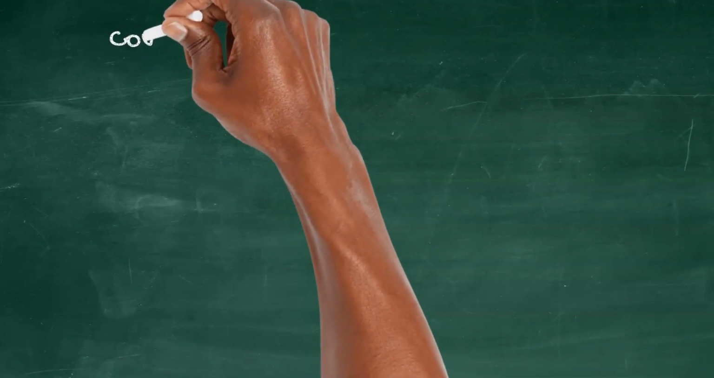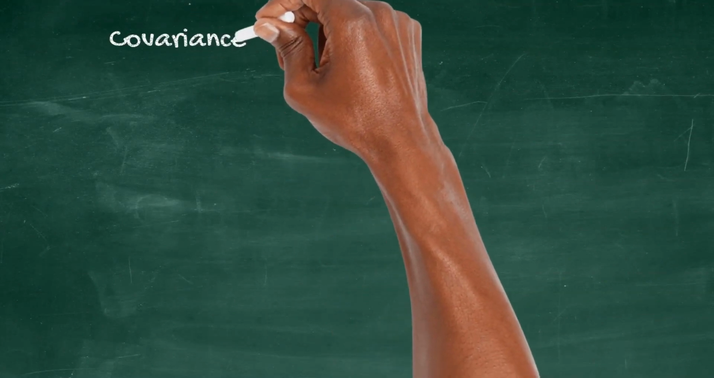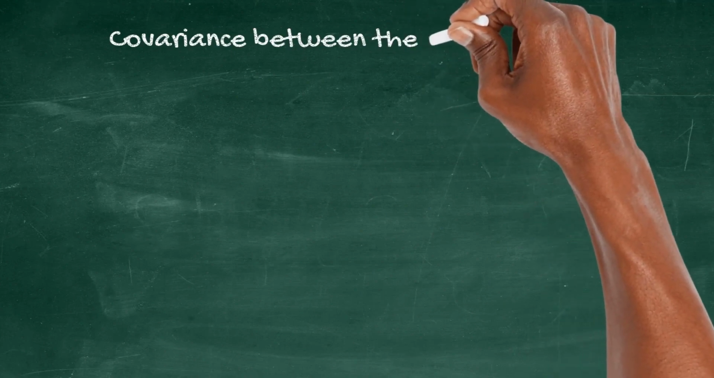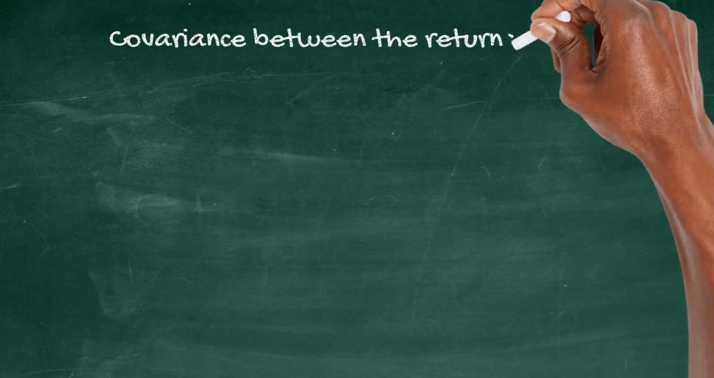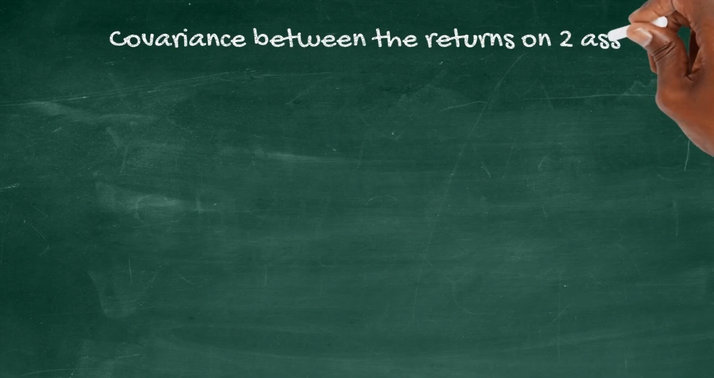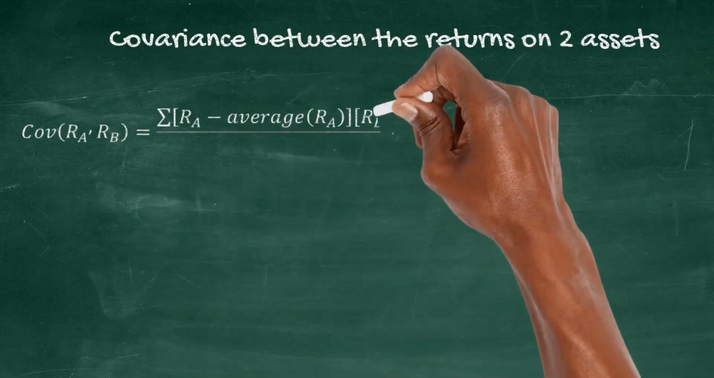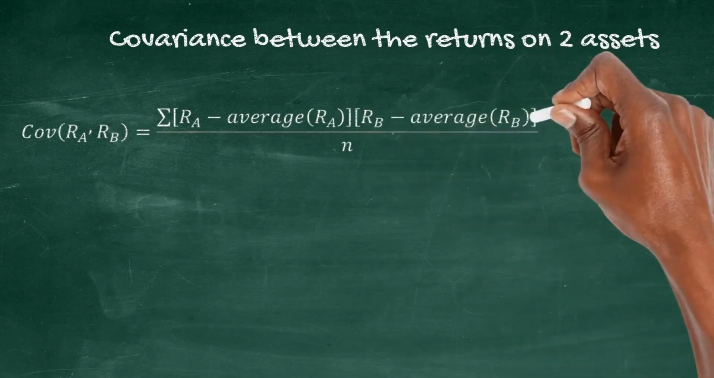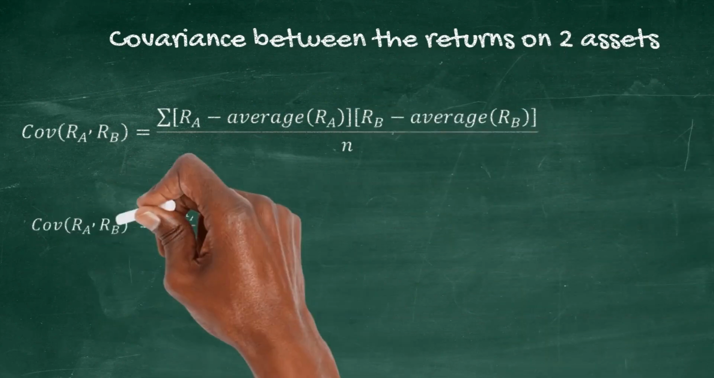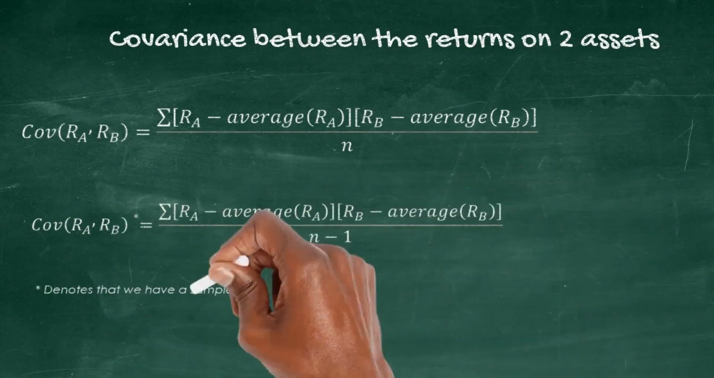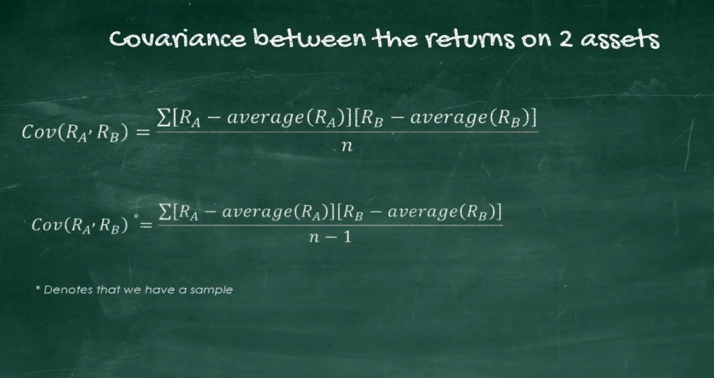The covariance between the returns on two different assets is actually the product of two deviations. The deviation of the returns on asset A from its average return and the returns on asset B from its average return. This can be reflected by the following formulas that can be applied to estimate covariance. They are quite similar apart from the fact that the first is used when we have the entire population and the second one when we have a sample of the population. So the second one is much more commonly used.